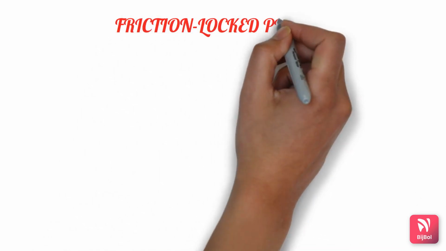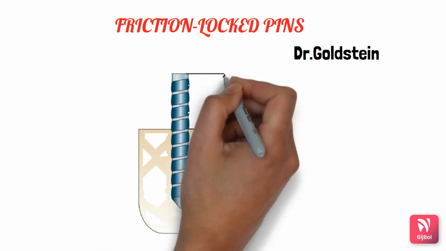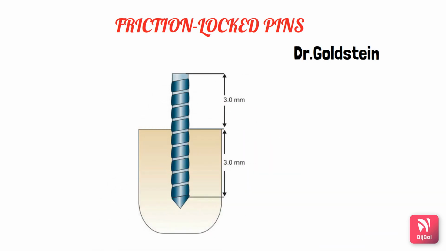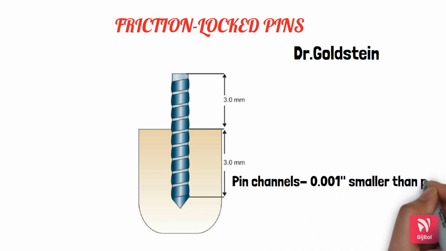Now we'll see the friction locked pins. In the friction locked pins, these utilize the resiliency of the dentin for the retention, and this was developed by Dr. Goldstein in 1966. They are made up of stainless steel and they have the threads, and the pins are 0.001 inches larger than the pin channels. In these friction locked pins, they are tapped into the prepared channels with a mallet. Since they are larger than the pinholes, they utilize this resiliency of the dentin for retention.